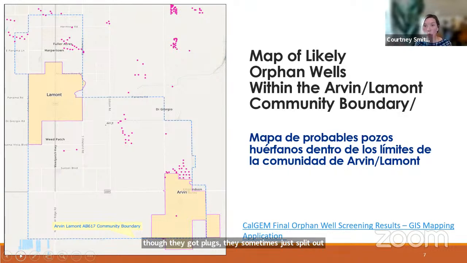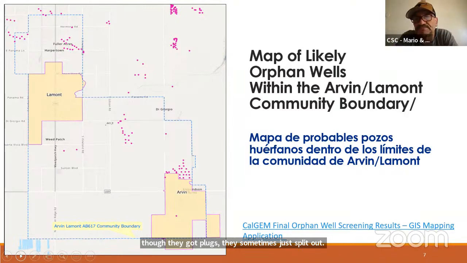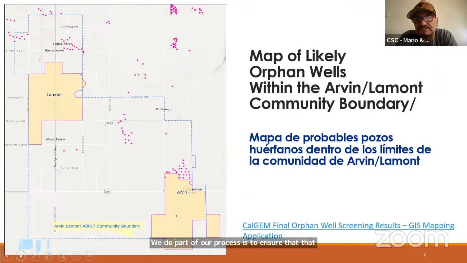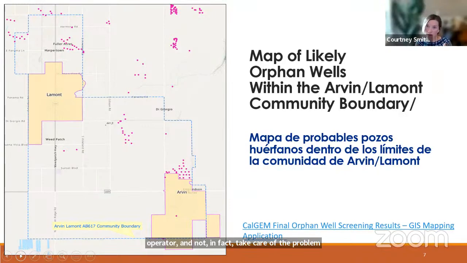So for wells that have been deserted and they haven't been properly sealed, part of our process is to ensure that that operator cannot, in fact, take care of the problem. We also have a little bit of ability to go back to previous operators. If a well was transferred from one operator to another, and that transfer happened recently, after 1996, we can go back and try to hold others accountable. But ultimately, if we can't find an operator that we can hold accountable with the financial resources to do it, it falls to the state to do it.